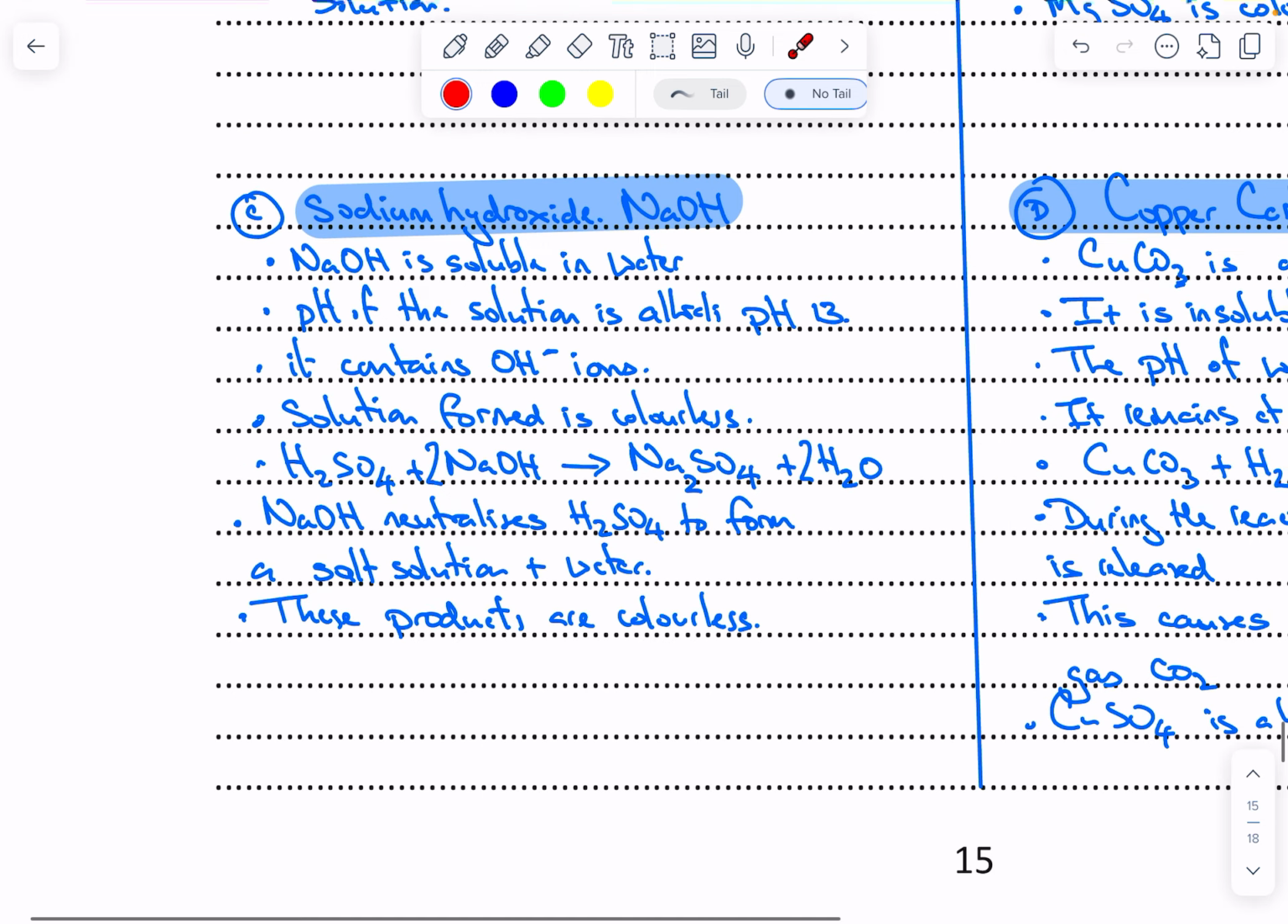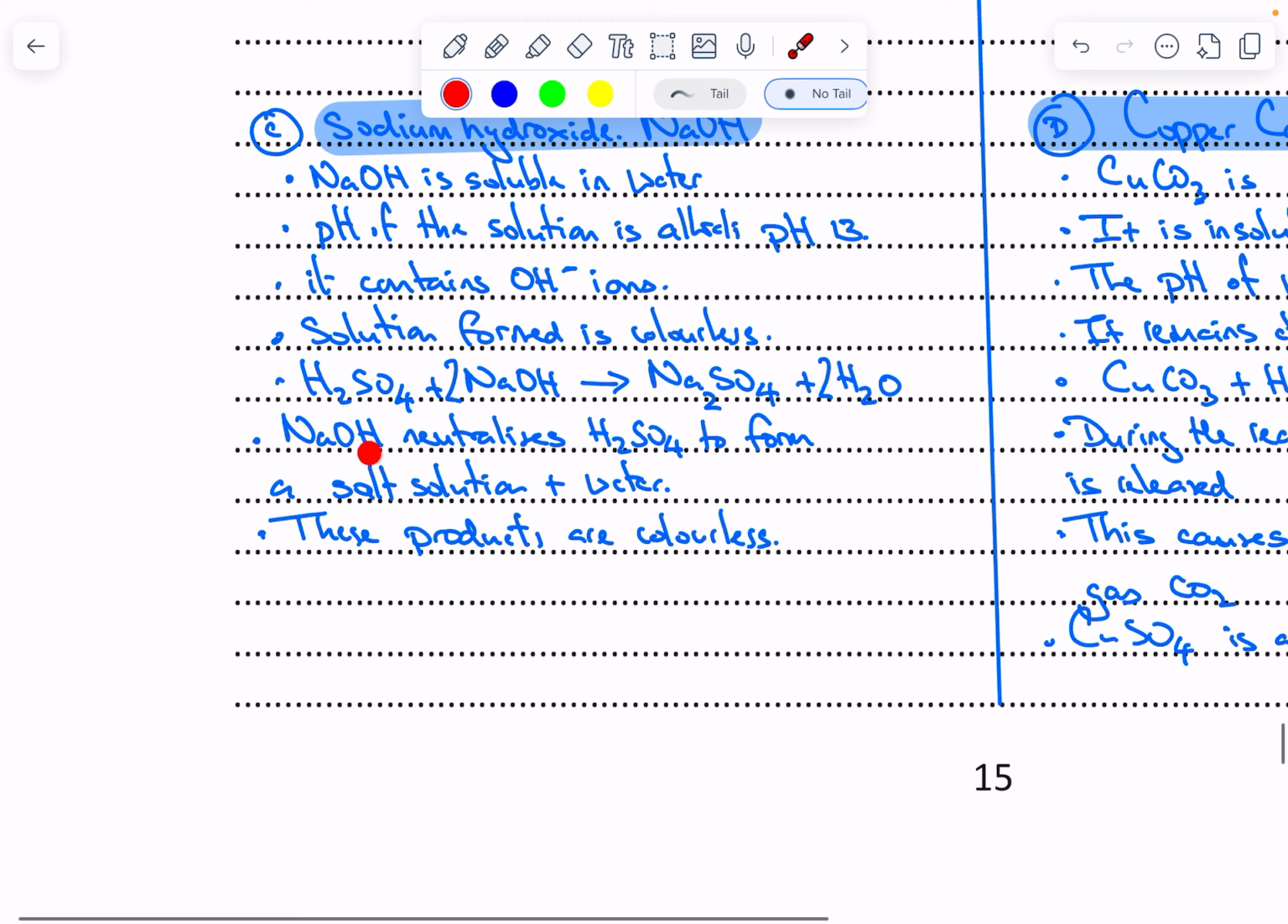Right, substance C, we said was sodium hydroxide. Why is it sodium hydroxide? Because sodium hydroxide is soluble, and when it dissolves, it releases hydroxide ions, and the hydroxide ions make pH 13. The solution that's formed when it dissolves is a colorless solution, and this is an example of a neutralization reaction. So you've got acid and alkali makes a salt and water. So I'm writing the equation down to show the reaction that takes place. The sodium hydroxide neutralizes that to form a salt and water. We've said that. And the products are colorless, which is another observation from the table.